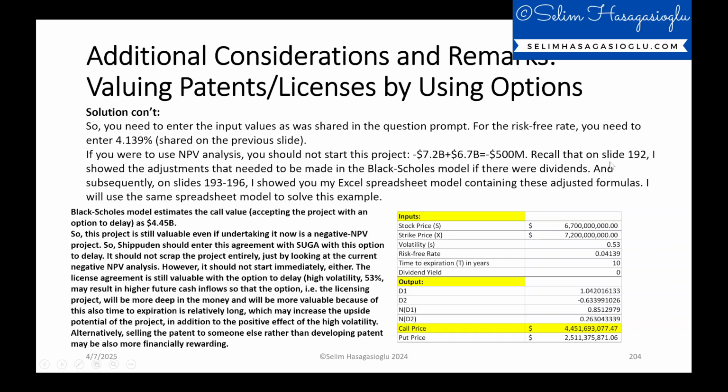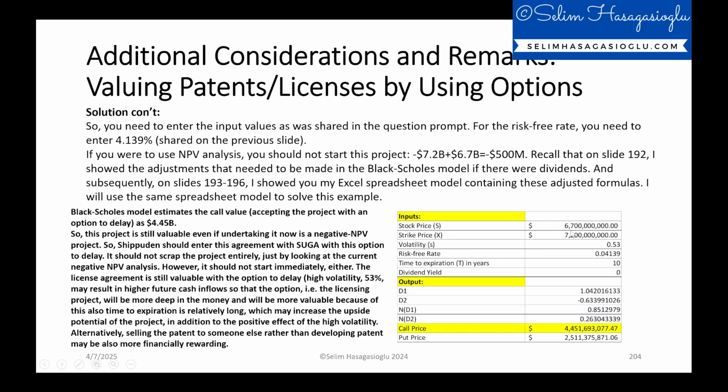And recall that on slide 192, I showed the adjustments that needed to be made in the Black-Scholes model if there were dividends. So the dividends will be used here in terms of cost of delay. And subsequently on slides 193 and 196, I showed you my Excel spreadsheet, this one. This model contains these adjusted formulas. I will use the same spreadsheet model to solve this example.